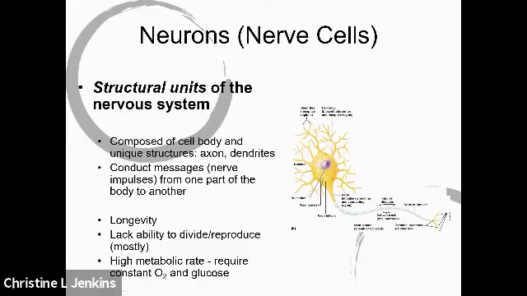I want to point out this bottom bullet point. Nerve cells have a very high metabolic rate. They are thirsty. So muscle cells have a very high need for oxygen. They have a high metabolic rate, and so do nerve cells.